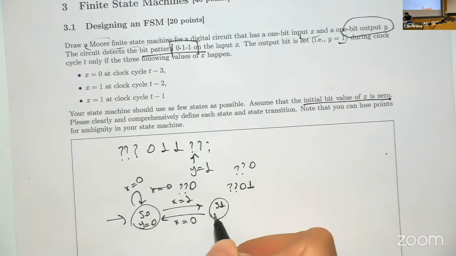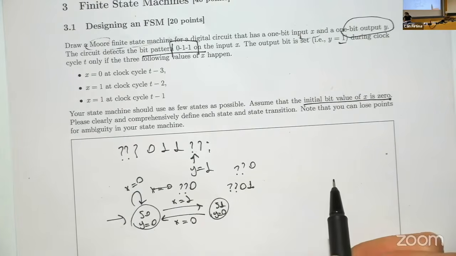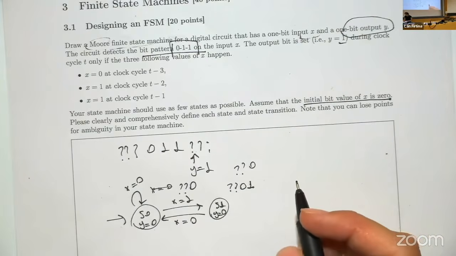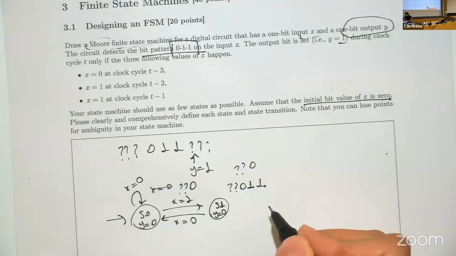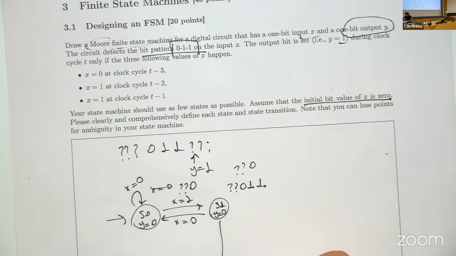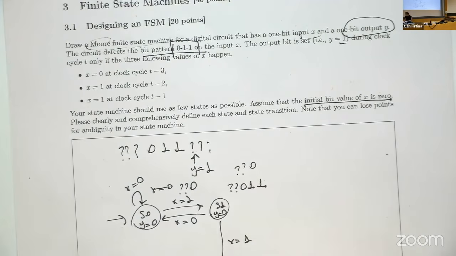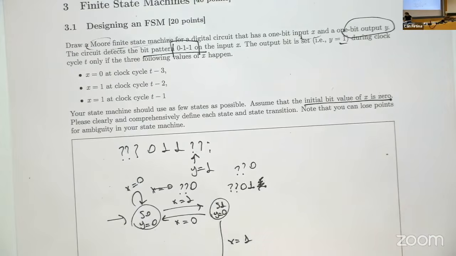And in this one, the output is also 0 again, because you didn't observe 0, 1, 1 yet. And if you observe 1 in this state, then you will see the pattern, and then you need to go to another state which says, okay, this is x equals 1. In this state, you observed a pattern, but this pattern ended with 0, 1, 1. So the output should be 1 because you observed your pattern.